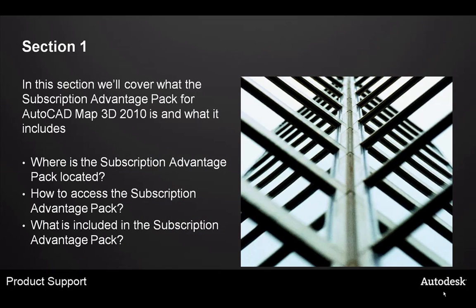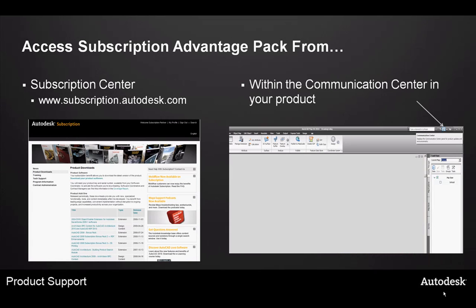Section 1. In this section, we'll cover what the Subscription Advantage Pack for AutoCAD Map 3D 2010 is and what it includes. Specifically, we'll talk about where it's located, how to access it, and what's included in the Subscription Advantage Pack. You can access the Subscription Advantage Pack from the Subscription Center, which is subscription.autodesk.com, or within the Communication Center inside your product.